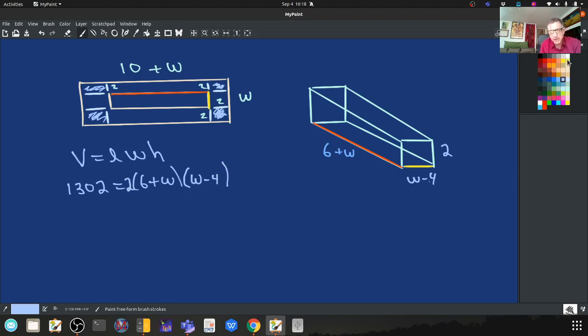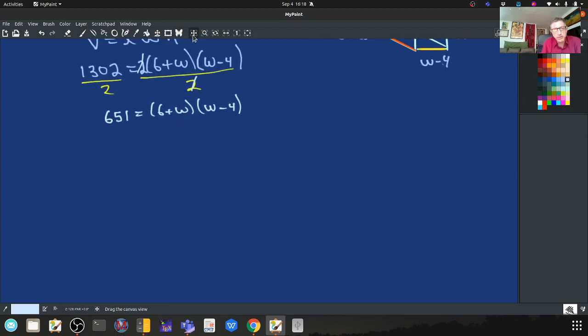So the easiest thing to do right here is to simplify by dividing both sides by 2. Now 1302 divided by 2 is 651. And over here the 2's cancel out, so I have 6 plus W times W minus 4. So you can see this is going to be a quadratic equation. So let's go ahead and solve it. This is 651. I have to FOIL or multiply these two binomials. 6 times W is 6W. 6 times minus 4 is minus 24. W times W is W squared. And W times minus 4 is minus 4W.